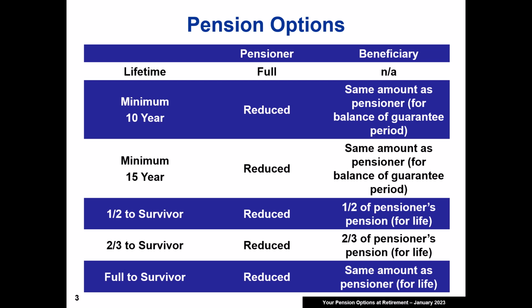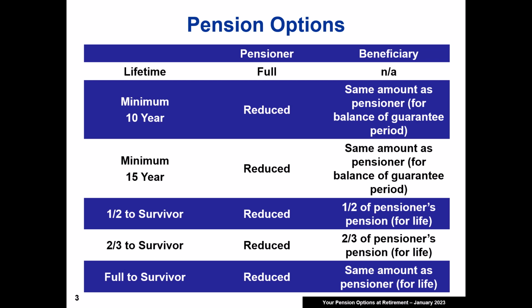The first option is the lifetime pension option. This value is determined by the pension formula and provides a pension to the member for their lifetime. Upon the member's death, the pension ends. The member receives the full value of their pension. There is no cost to providing an amount payable to a beneficiary, as there is no beneficiary.